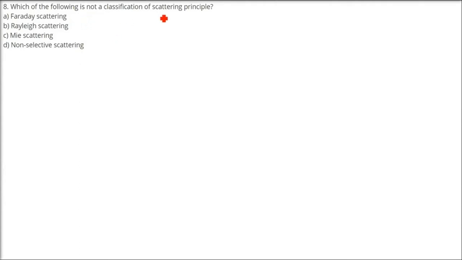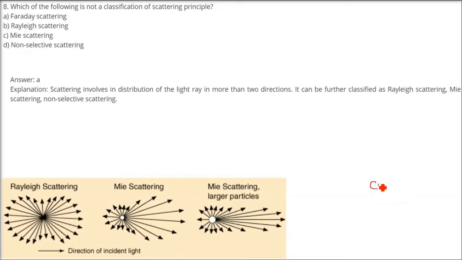Which of the following is not a classification of scattering principle? Scattering is when a wave or light interacts with an object, it changes its path. For example, depending on whether the particle is smaller than, equal to, or larger than the wavelength lambda, the scattering will be different. For example, Rayleigh, Mie, and non-selective scattering. Non-selective means larger particles. So we know 3 types of scattering: Rayleigh, Mie, and non-selective. But here we have Faraday's scattering, which is not a scattering we know. So B, C, D are known types, and A is the correct answer. It is not a classification of scattering principle.